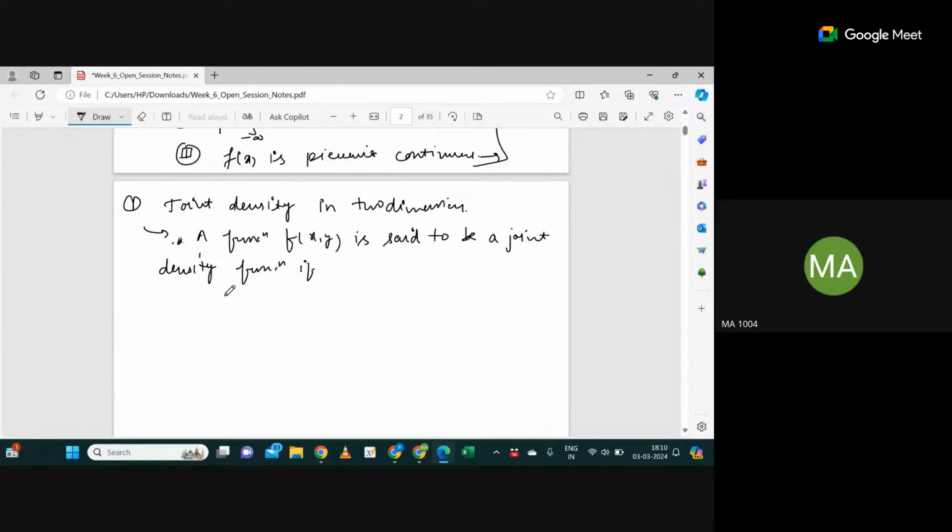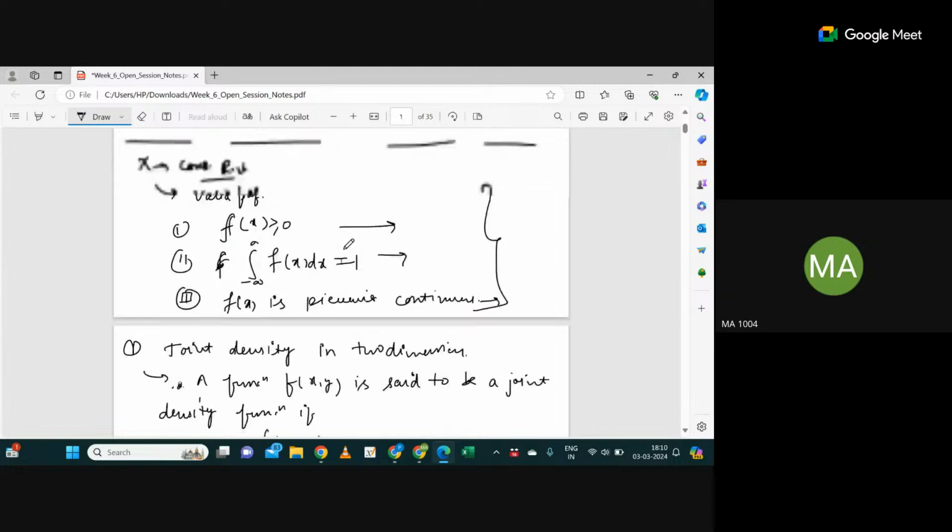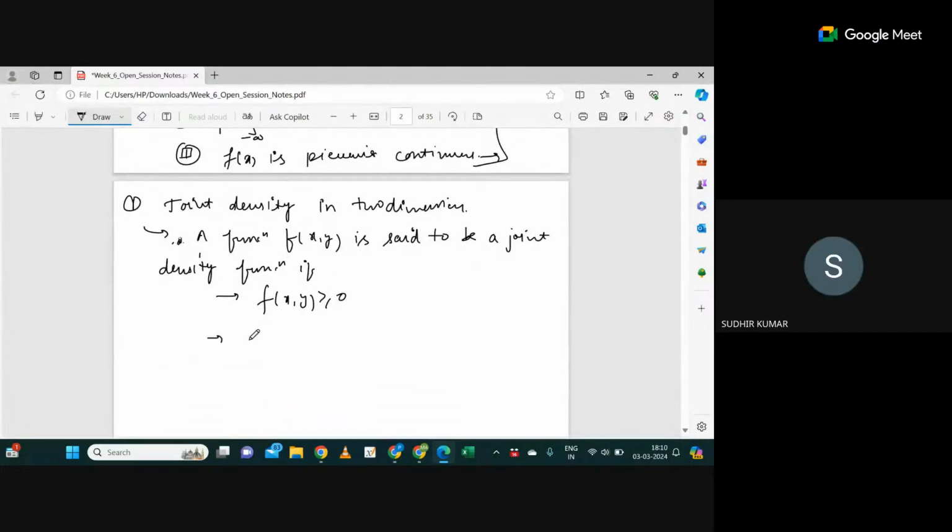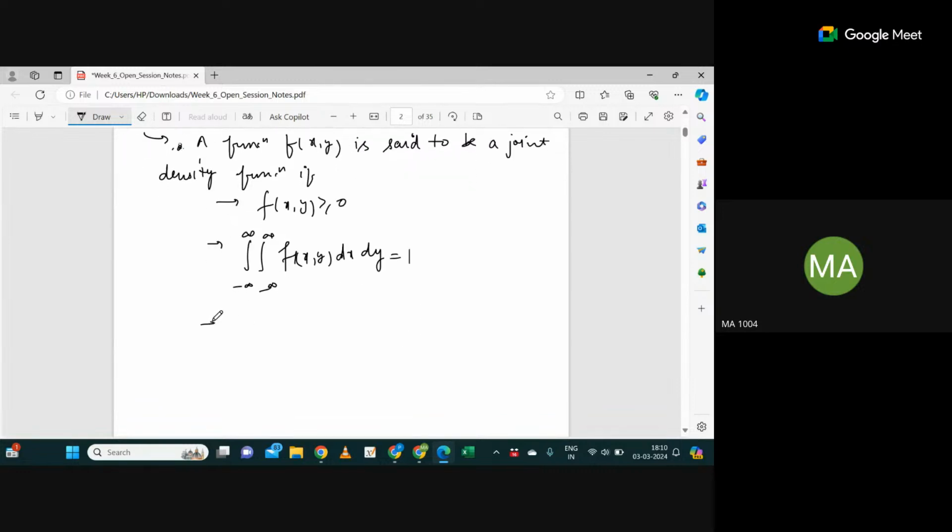if f of x, y is greater than or equal to 0, as for a single random variable. The second is that the double integration throughout the range of the joint density, f(x,y) dx dy, should be equal to 1. And the third is that it should be piecewise continuous in each random variable. Yes or no?